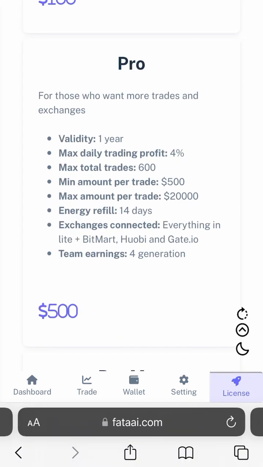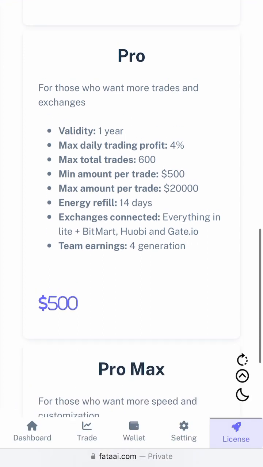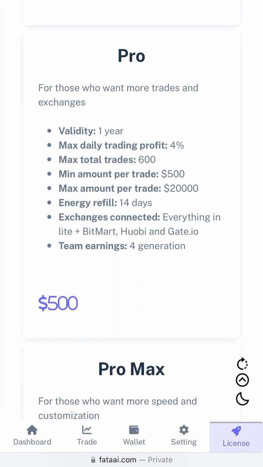Now, why is the energy refill coming down here? Because the minimum amount per trade has increased, and then the profit margin is 4%. That's to say that the person will actually be having huge profit. The profit will be much, so the system can as well pay for it and handle the fee. That's why you see that energy refill, the days are reducing.